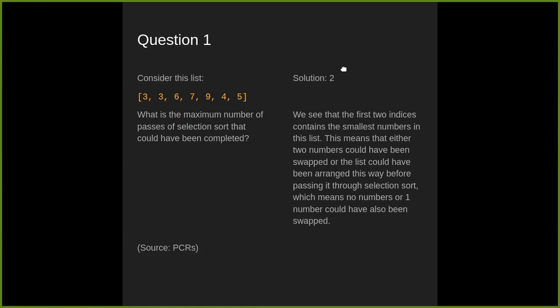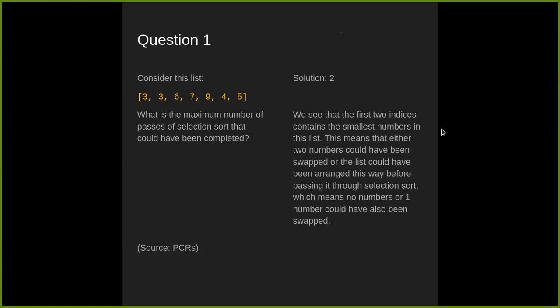This question is not asking how many passes of selection sort are left to completely sort the array. It's asking how many passes have already been completed, and what's the maximum number. So, I mean, it could be 1, it could be 0, but the maximum number is 2.